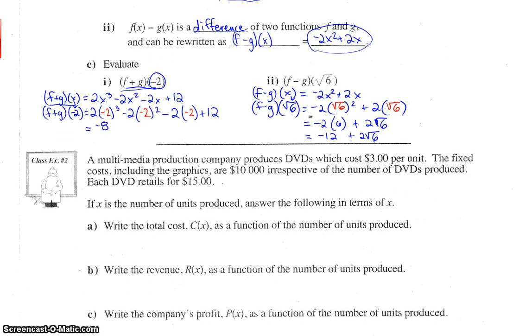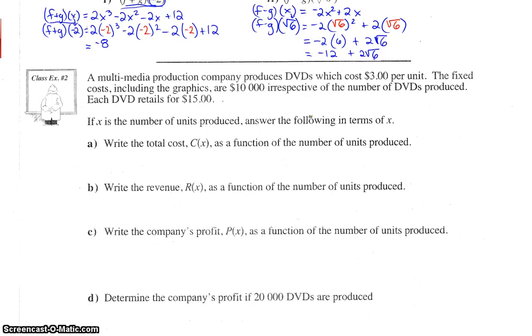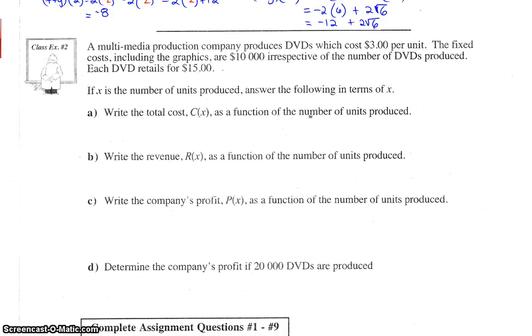Let's look at example 2. Okay, so a word problem we have here. A multimedia production company produces DVDs which cost $3 per unit. That's probably going to be useful later, so let's underline it. Okay, the fixed costs including the graphics are $10,000. Okay, and that's our fixed cost. Okay, irrespective of the number of DVDs produced. So if you don't produce any, it still costs $10,000.